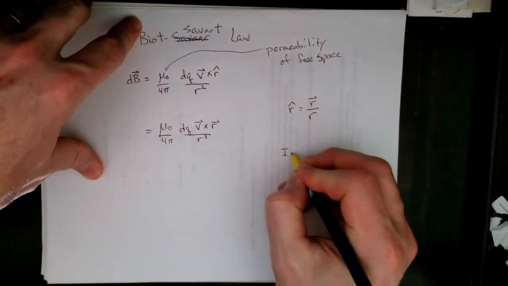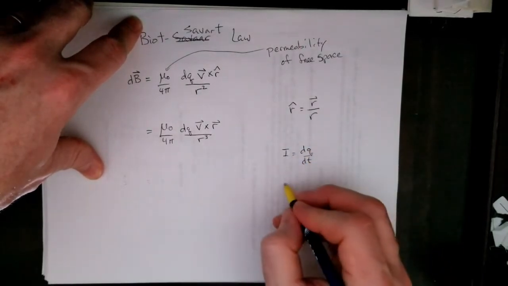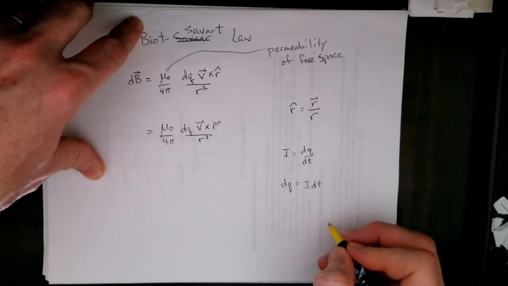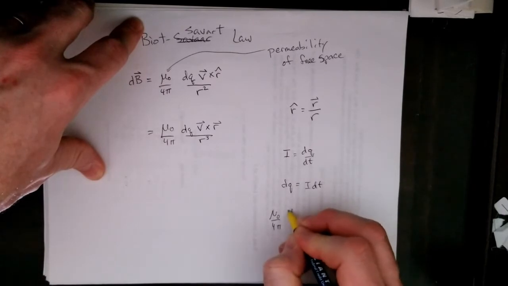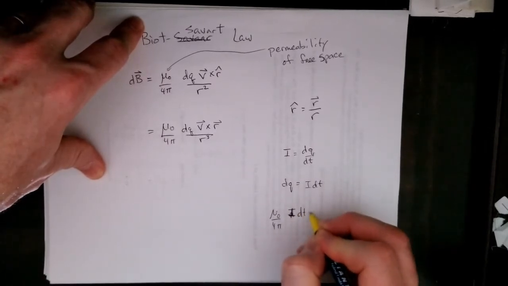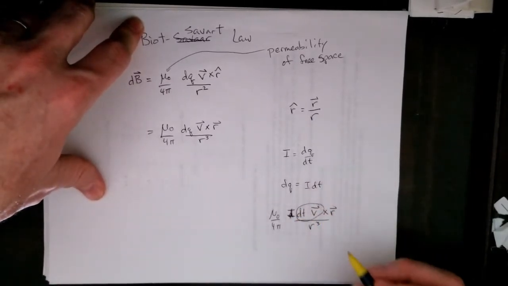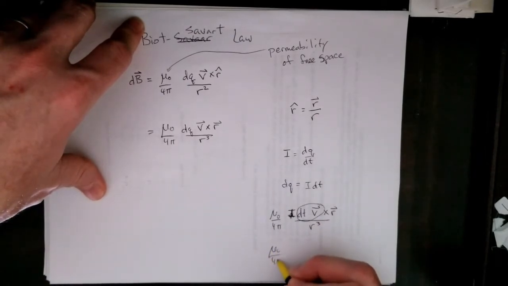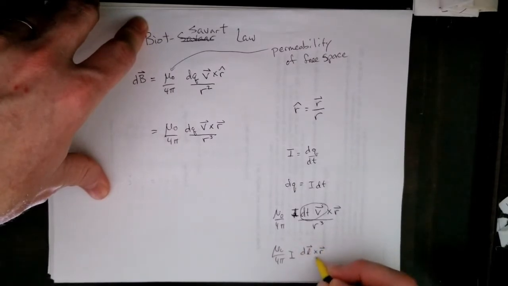I know that current is dq dt, and so dq is equal to I dt. So I can make that substitution there, so I get mu naught over 4 pi I times dt v cross r hat over r cubed. v dt is just, well, how far you've gone. It's your displacement. And so this is mu naught over 4 pi I dl cross r over r cubed.